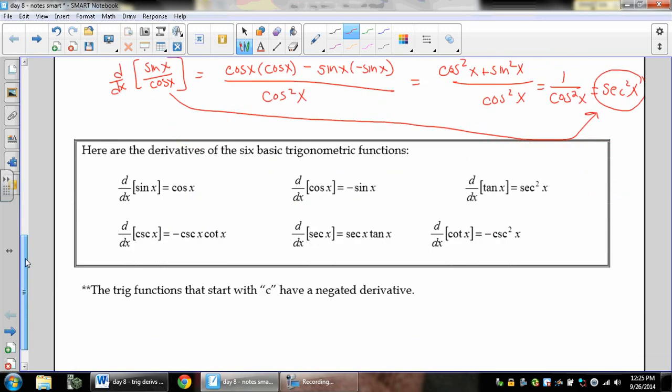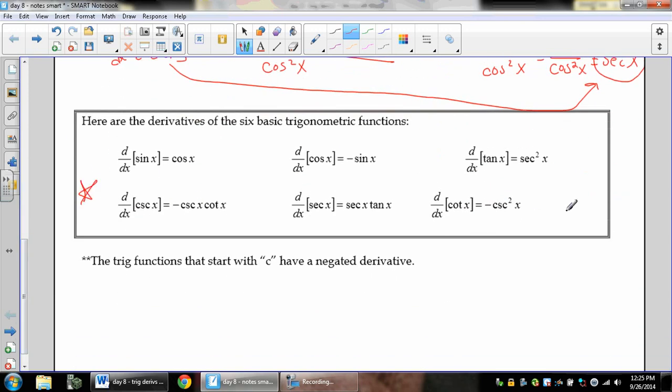And now for the moment you've all been waiting for, memorize this and your lives are complete. You don't need to do anything else, just memorize this chart and everything's fine. The derivative of sine is cosine. The derivative of cosine is negative sine. The derivative of tangent is secant squared. Using quotient rules, we can get to the bottom three as well.